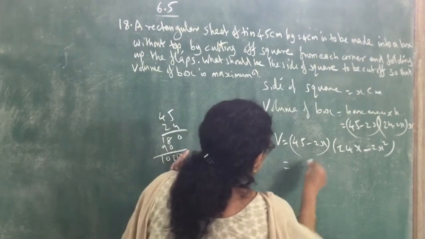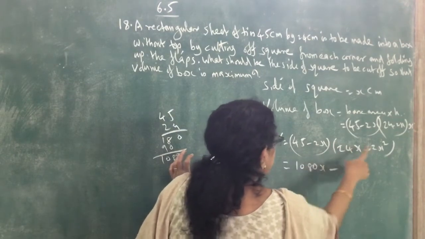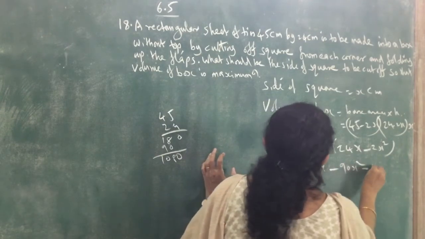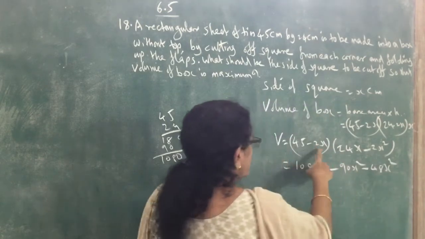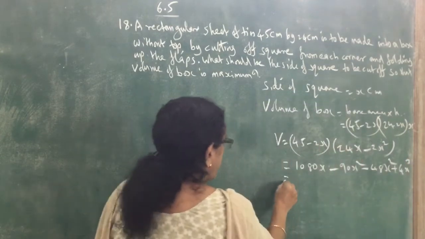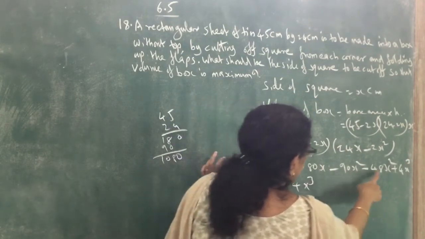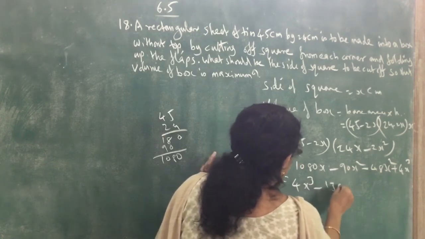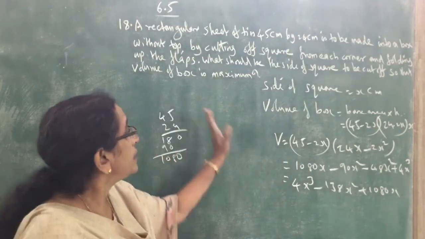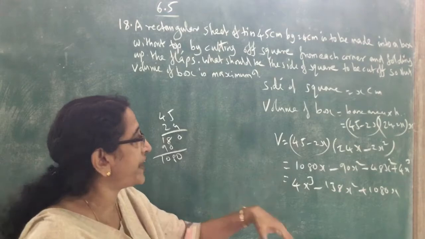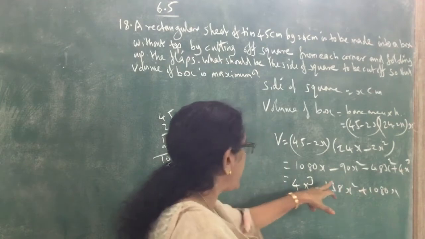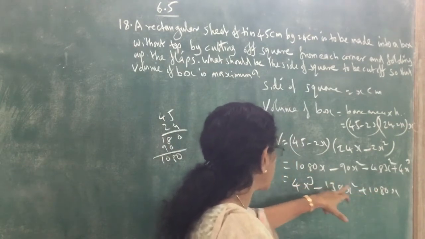1080x minus 2 into 45 minus 90x squared, minus 2 into 24 minus 48x squared, minus 2x into minus plus 4x cubed, plus 4x cubed. We can simplify 4x cubed minus 90 minus 48, that is minus 138x squared plus 1080x. So this is the volume of the box, base area into height, that is 4x cubed minus 138x squared plus 1080x.